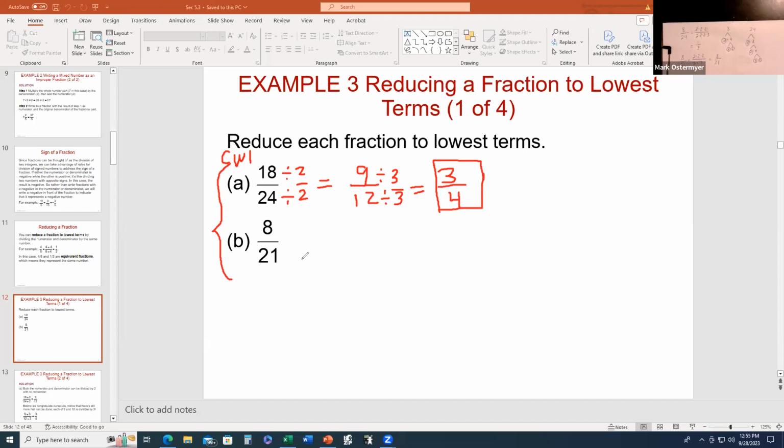8/21. The only numbers that divide into 8 would be like 2, 4, and 8, but none of those divide into 21. Because of that, les amis, this cannot be reduced. Because the only common factor between 8 and 21 is 1. That's why we call this reduced or in simplest form.